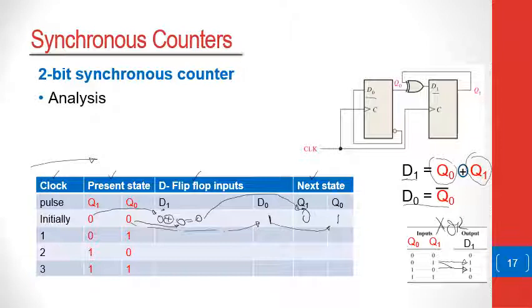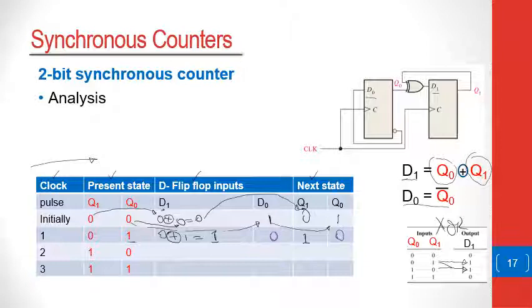In a similar case, here we are going to have D1 as 0 exclusive OR 1, which is 1, which means Q1 in the next state is going to be 1. For D0, we look at that: D0 would be 0, which is the opposite of Q0. And therefore, because of that, we'll have 0 here.